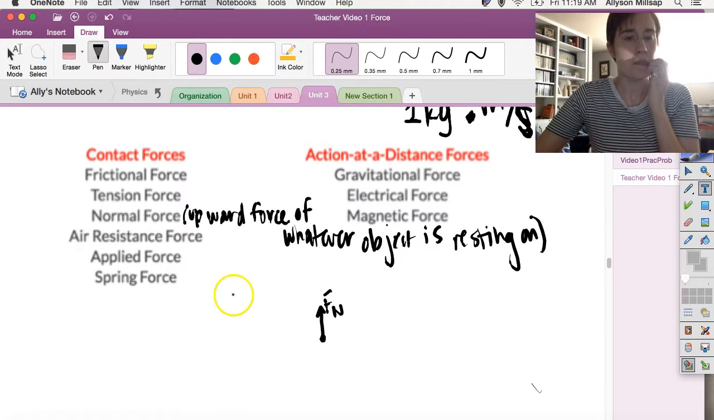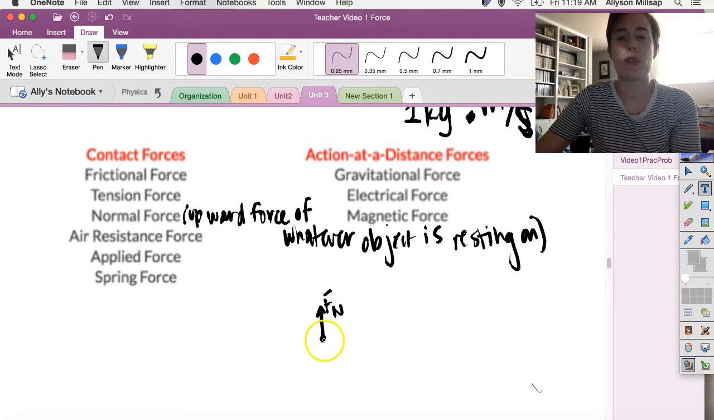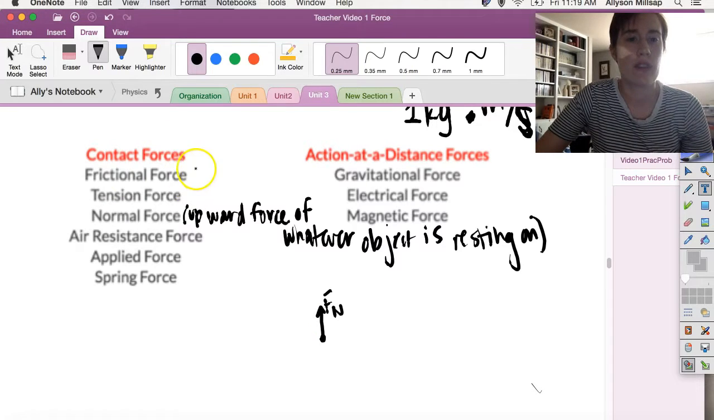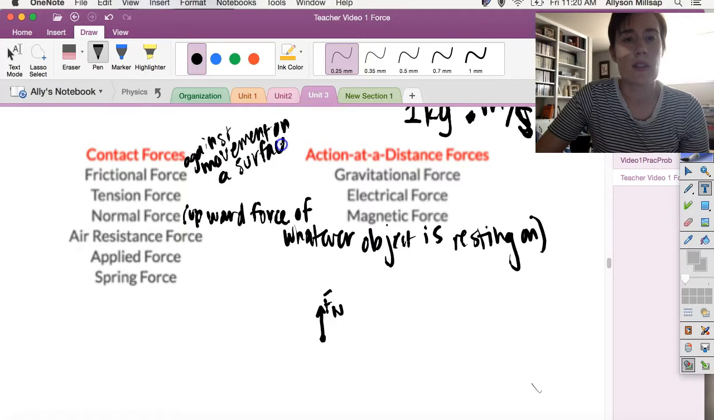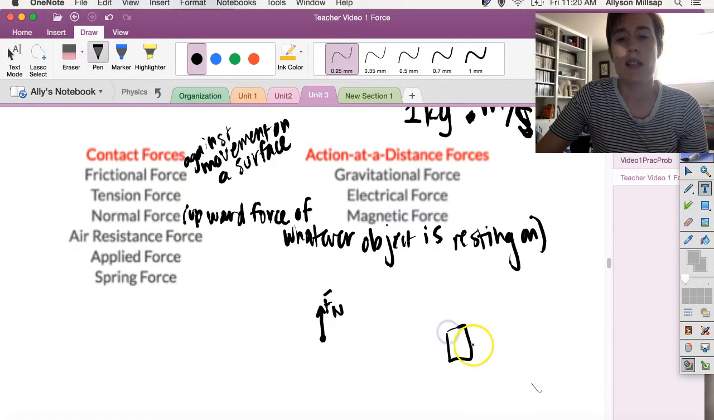Okay, and normal force is pretty much the only force that's always in the upward direction. All right, frictional force is always going to go against movement on a surface. So it's always going against the direction of movement on a surface. So for example, if I have an object and I am pushing it this direction, the friction's always going to go opposite. So friction force always goes opposite of your push force.